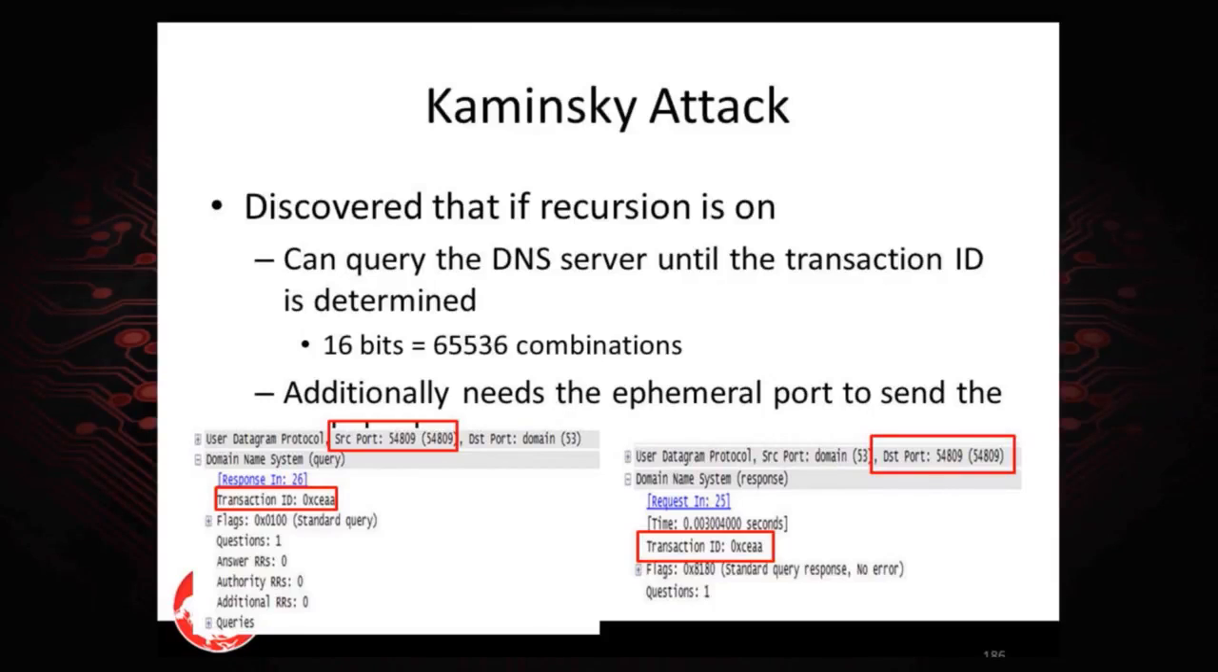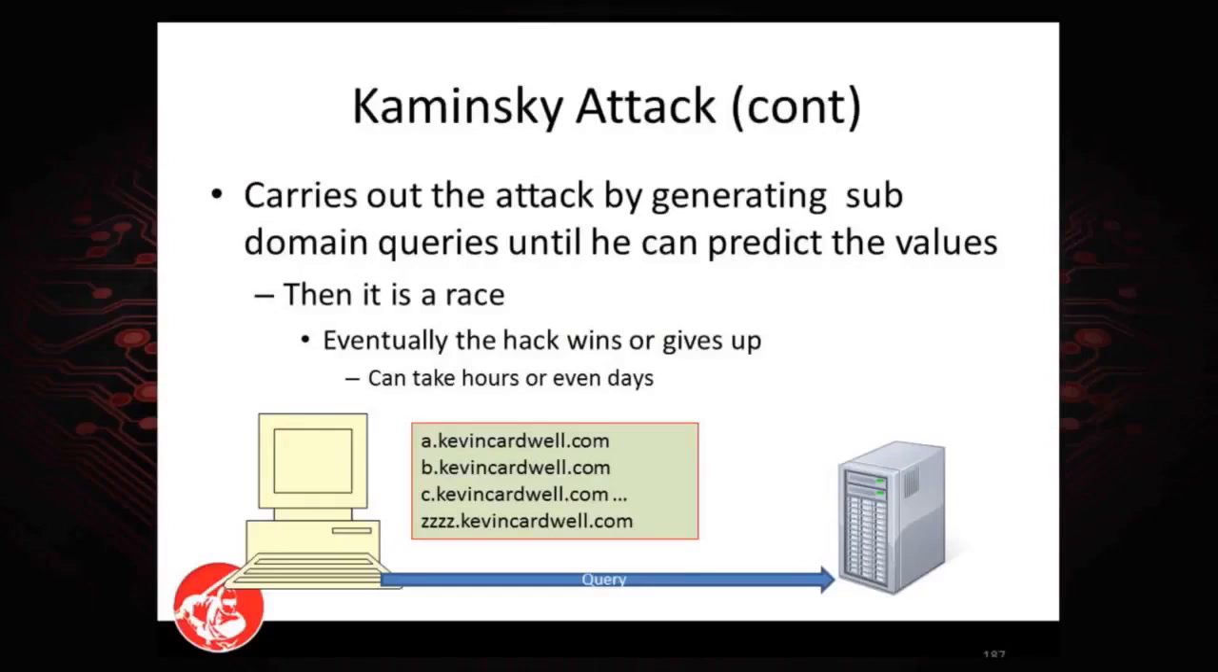So once I predict these two things, the ephemeral port and the transaction ID, I can send out a response to that actual query and poison the DNS. And we do it by generating subdomain queries until I can predict the values. When you think about it, this is because recursion's on. Recursion being on means I may not know, in this example here, kevincardwell.com, I don't know all the domains, the subdomains under that, so I just start doing A, B, C, D, and keep doing it over and over and over again until I get enough to predict the transaction ID and the ephemeral port.